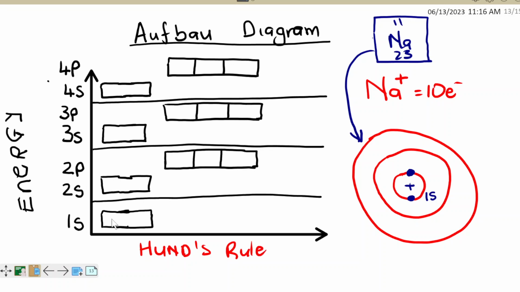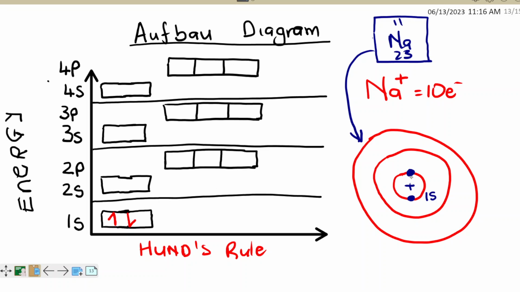So it says that you must first fill the s like this. The first electron must have the arrow that is going up. Then the second electron must have the arrow that is facing down. It's because they are spinning in opposite directions.